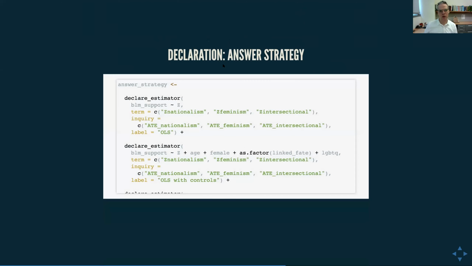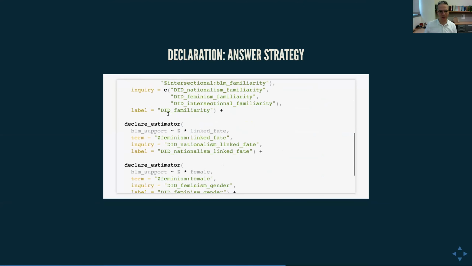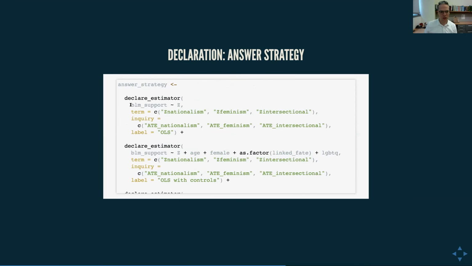All right. So the answer strategy has these 5 estimators. Look, it's just the outcome on treatment, but we need to grab specifically 3 coefficients and link them to 3 specific inquiries. This coefficient is linked to that inquiry. This coefficient is linked to that inquiry. This is annoying bookkeeping, but that's the important part. What coefficient is answering which question is an important piece of linking. That's linking AD to AM.